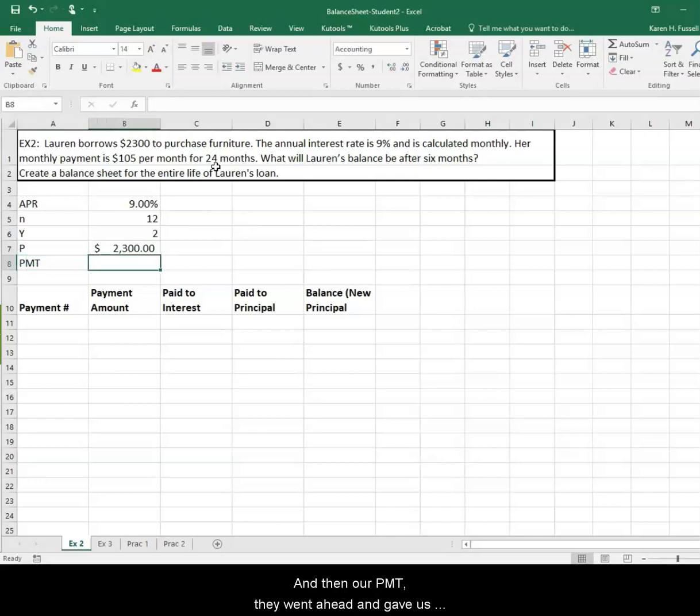And then our PMT, they went ahead and gave us our payment. We don't have to calculate that in this particular case, so that is $105. I'm going to put that in.